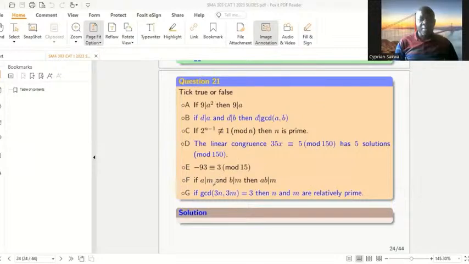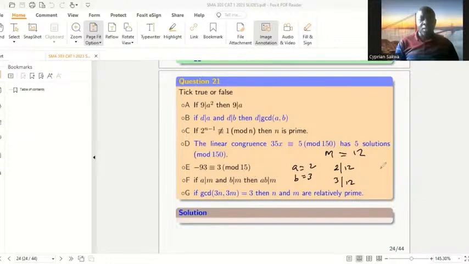If A divides M and B divides M, then AB divides M. Let me take my M to be 12, and let A be 2 and B be 3, so that 2 divides 12 and 3 divides 12. That's what the question is saying: A divides M and B divides M.